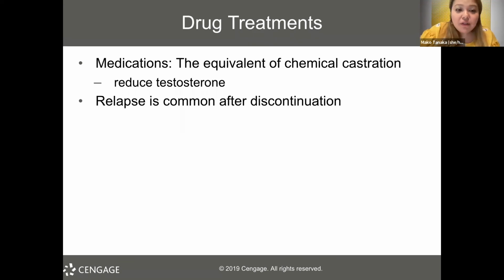When it comes to medical intervention, there are medications used to treat paraphilic disorders. One such medication is referred to as chemical castration, and it's reserved for dangerous sexual offenders. It reduces testosterone and therefore sexual urges and fantasies. But the thing about these types of drug treatments or chemical castration techniques is that the original paraphilia fantasies and arousal typically return as soon as a person stops taking the drug.